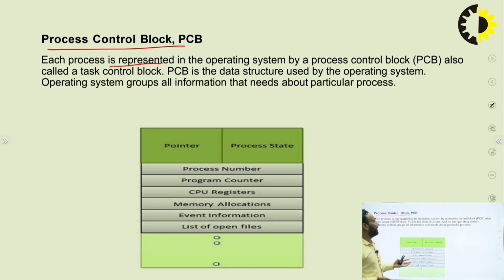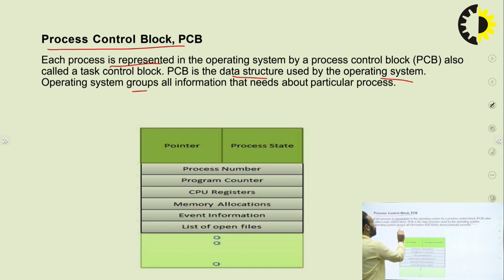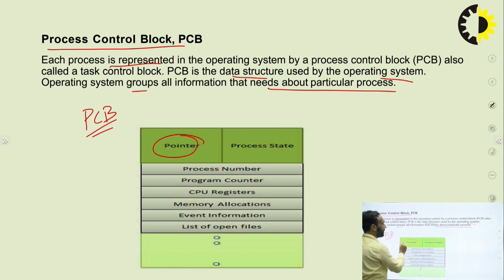And what does this contain? PCB is a data structure used by the operating system. The operating system groups all the information that is needed about a particular process. What fields does a PCB contain? PCB contains pointer, process state, process number, program counter, CPU registers, memory allocation, event information, list of open files, and so on.